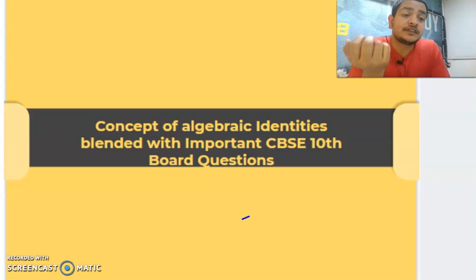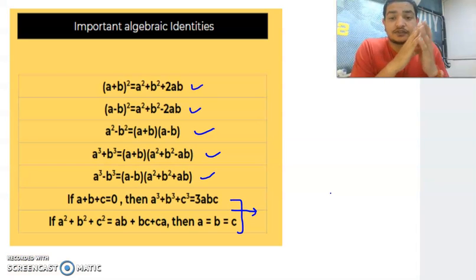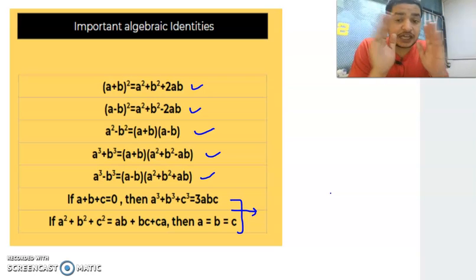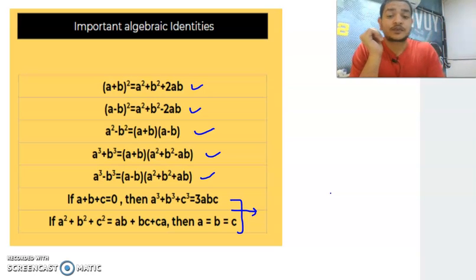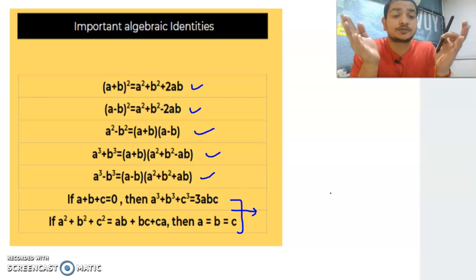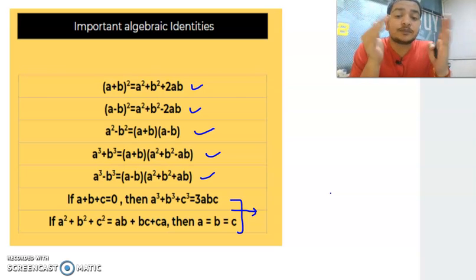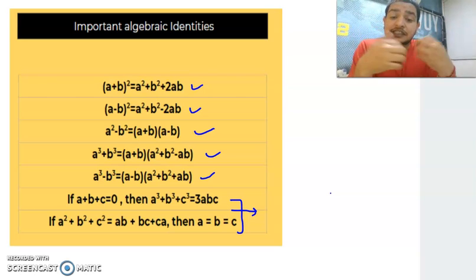Firstly, we will go through the important algebraic identities. First, you all know (a plus b) whole square and (a minus b) whole square. In that last four, a cube plus b cube is equal to (a plus b)(a square plus b square minus ab), and a cube minus b cube is equal to (a minus b)(a square plus b square plus ab), which are the most important ones. With these, many questions have been asked in the CBSE board.